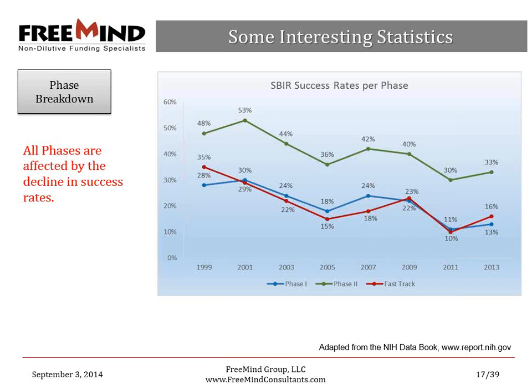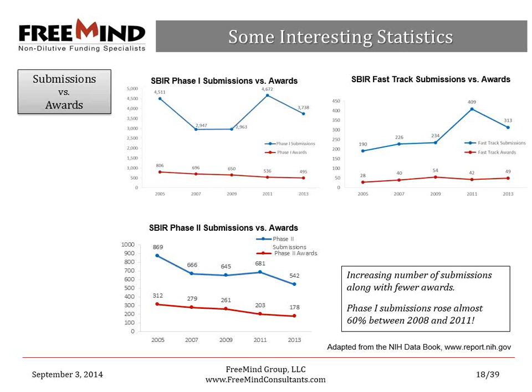We see here that from 2007 to 2013, submissions across all phases increased by about 20%, while awards decreased by about 30%. The lesson here is that it's harder to win an award, but they are still winnable. I think it's also fair to say that it's more important than ever to do everything you can to improve your chance of success. And this includes getting professional help to find the right opportunities, as well as with the entire non-dilutive funding process.